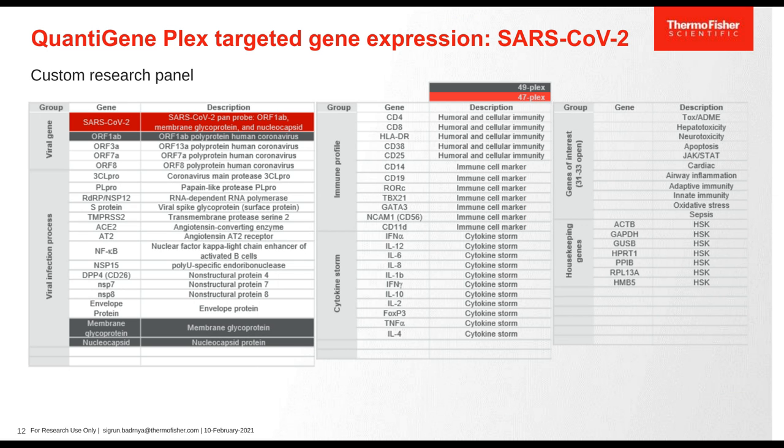Custom research panels on this platform can include up to 49 targets relevant for studying SARS-CoV-2 infection. So by combining immune-related biomarkers with targets relevant for the viral infection process, this gene expression analysis can help to compare the transcriptional response and to better understand the molecular basis that may underlie SARS-CoV-2 induced infection.